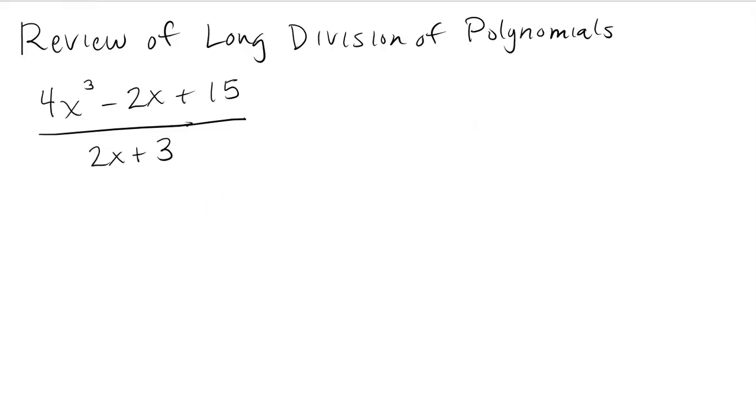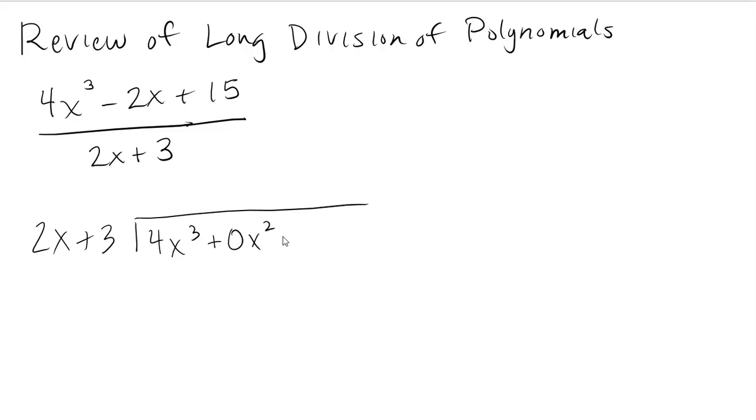One more example of this, just to show you one more thing you have to watch out for. Here we've got 4x cubed minus 2x plus 15 divided by 2x plus 3. So divisor on the outside, dividend underneath, and I notice this time that there's a term missing. There's no squared term. I need to put in a placeholding 0 for that. This is just to make everything line up. Without that in there, things would get jammed up quickly. Now we start our algorithm.